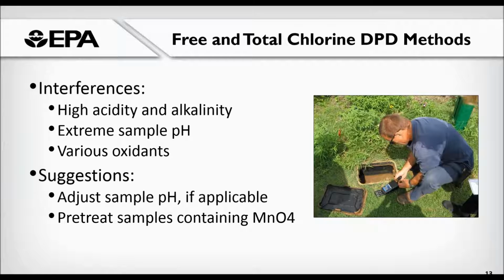So there are a few things you can do with some of these interfering compounds. If the acidity or alkalinity is excessive or the pH of the sample is extreme, you can adjust the pH of the sample to between 6 and 7 to minimize this interference.